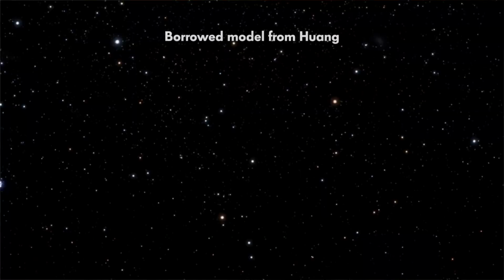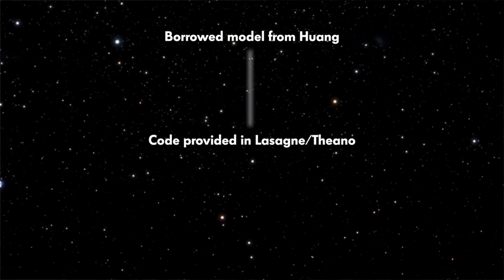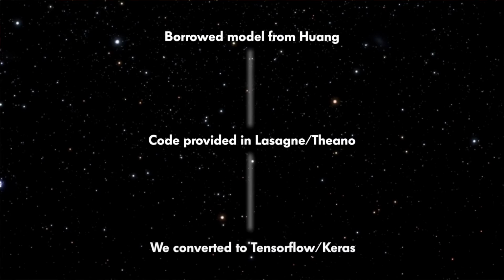And now for the model itself. So we borrowed our model from the Huang paper, which in turn borrowed a model from a paper by Lanusse. The code was provided by that paper in Lasagne and Theano, which we had to convert to TensorFlow and Keras because Theano is now deprecated, and this is sort of similar to PyTorch, which we talked about in class.